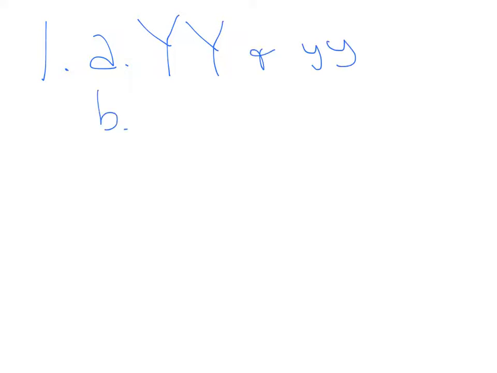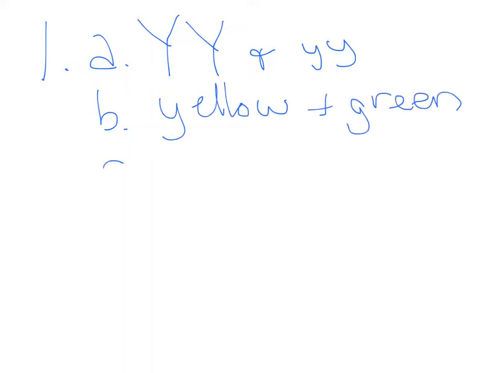Letter B, what are the phenotypes of the parents? Yellow and green. Letter C, what are the alleles and the gametes of the yellow parent? So you would separate your letters. It would be big Y and big Y. What are the alleles of the gametes of the green parent? Would be little y and little y.